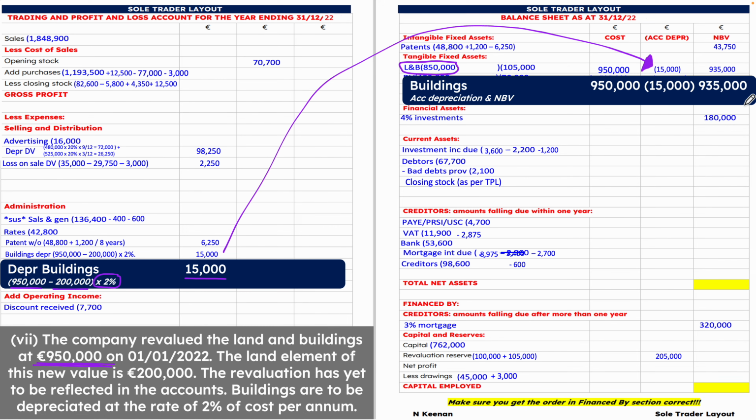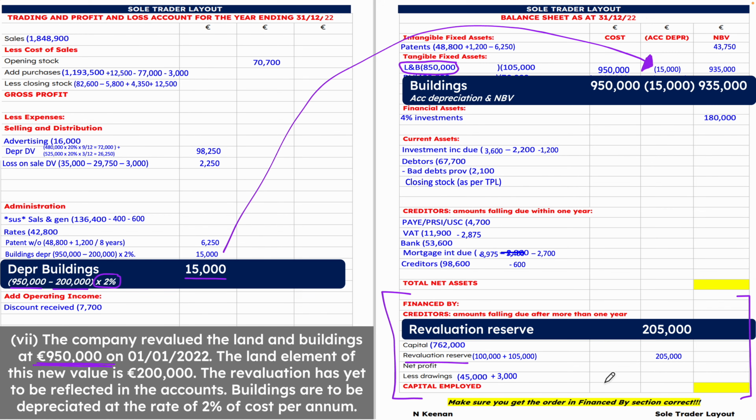Now, when we revalue land and buildings, we're going to have a revaluation reserve. It's just going to show that we are sitting on something of value. Leahy is a sole trader, so we have to show that they're sitting on something of value, and it's going to be the revaluation reserve. The reval reserve is 205,000.